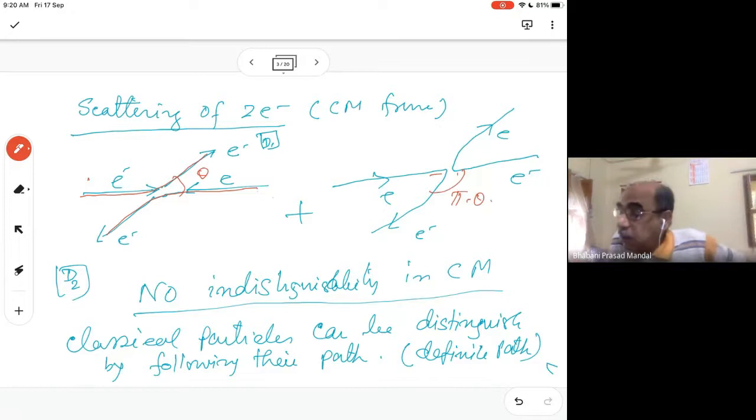So what I'm saying is that if it is a classical particle, I'll know whether scattering is happening this way or this way. But a quantum particle does not have any path, which I'll explain. Classical particle path is known. Quantum particle, there is no path. Then for a quantum particle, both possibilities are there, and one has to consider both. And that we'll see when we discuss the scattering cross section of two identical particles. You'll find that the contribution coming from both diagrams will contribute. Okay, is that clear?